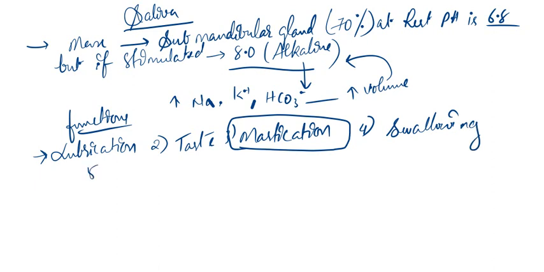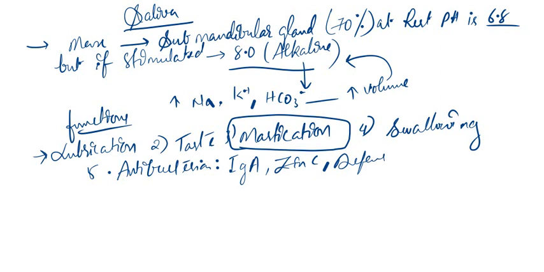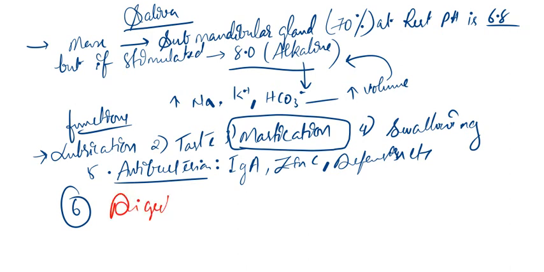Fifth one is that it acts as antibacterial also. Can you tell me why it can act as antibacterial? Because saliva contains IgA antibodies as well as zinc, defensin, lysozymes, etc. So that gives the saliva its antibacterial nature. And one more important thing of saliva is its digestive role by the enzymes.